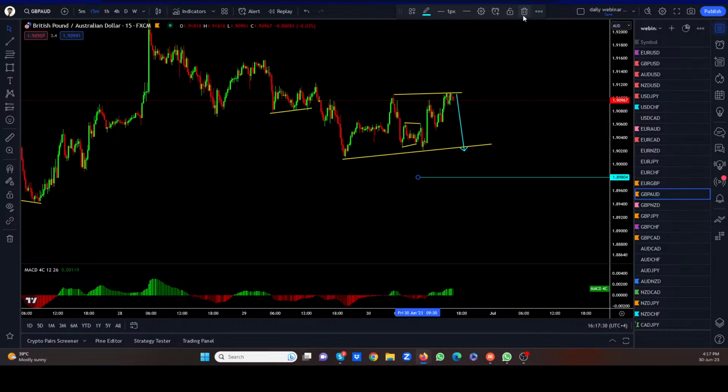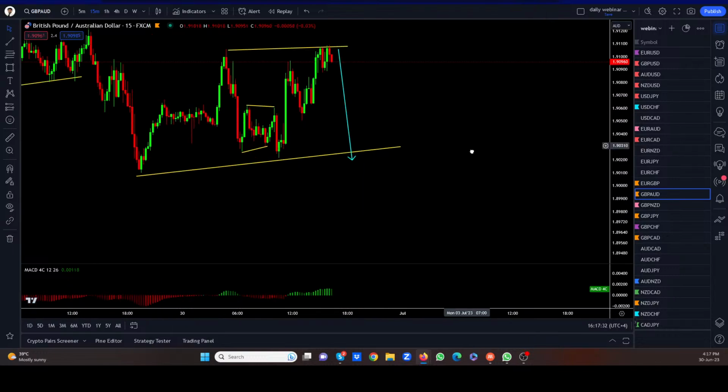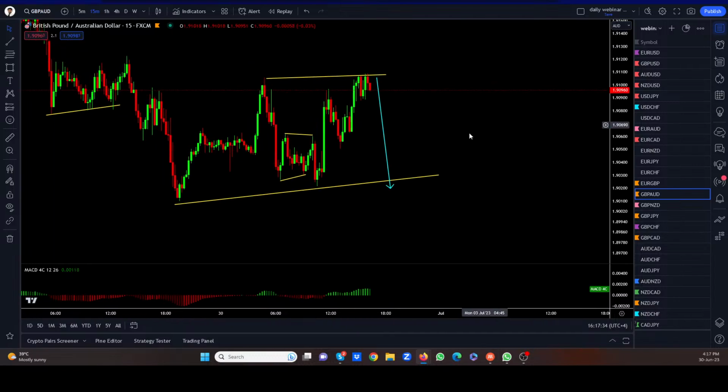Wait for a sell setup in this range. I'd wait for a sell setup from the top. If this is going to continue to go, you don't have a trade. We don't have a trade as yet. I'm in the 15 minutes. You need a 1 hour flag for the trade.